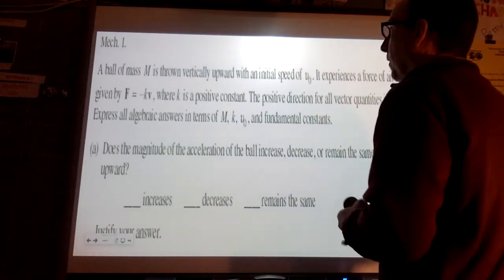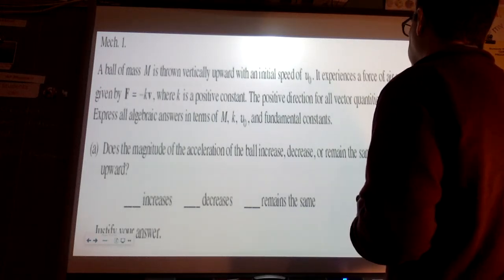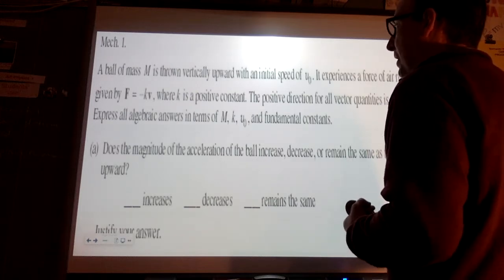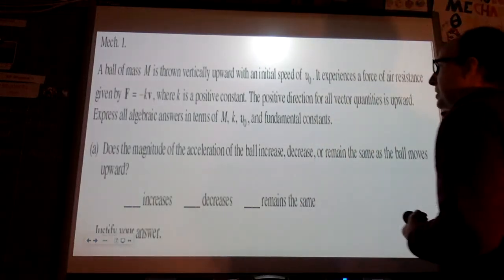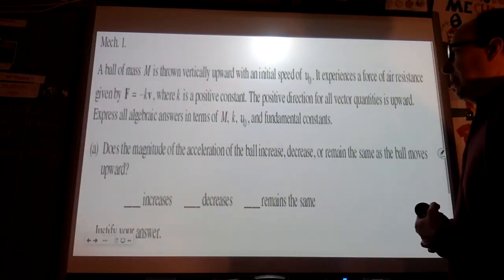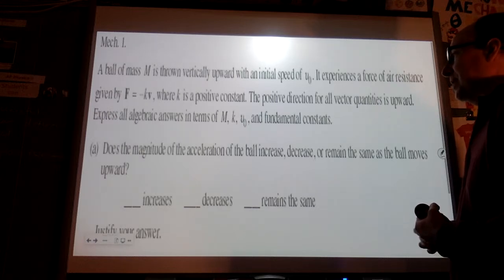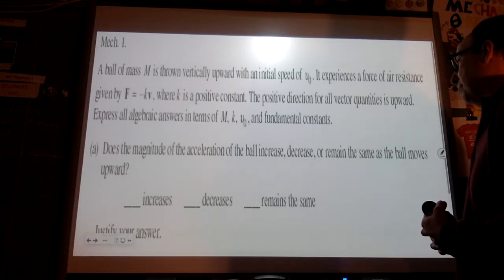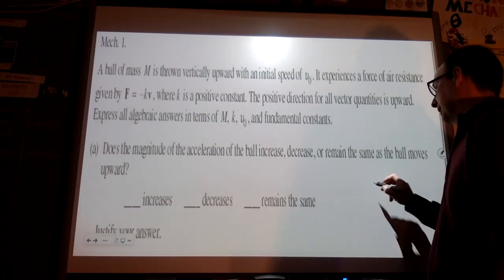All right, so a ball of mass m is thrown vertically upward with an initial speed of v naught. It experiences a force of air resistance given by F equals negative kv, where k is a positive constant. The positive direction for all vector quantities is upward. Express all algebraic answers in terms of m, k, v naught, and fundamental constants. Does the magnitude of the acceleration of the ball increase, decrease, or remain the same as the ball moves upward?